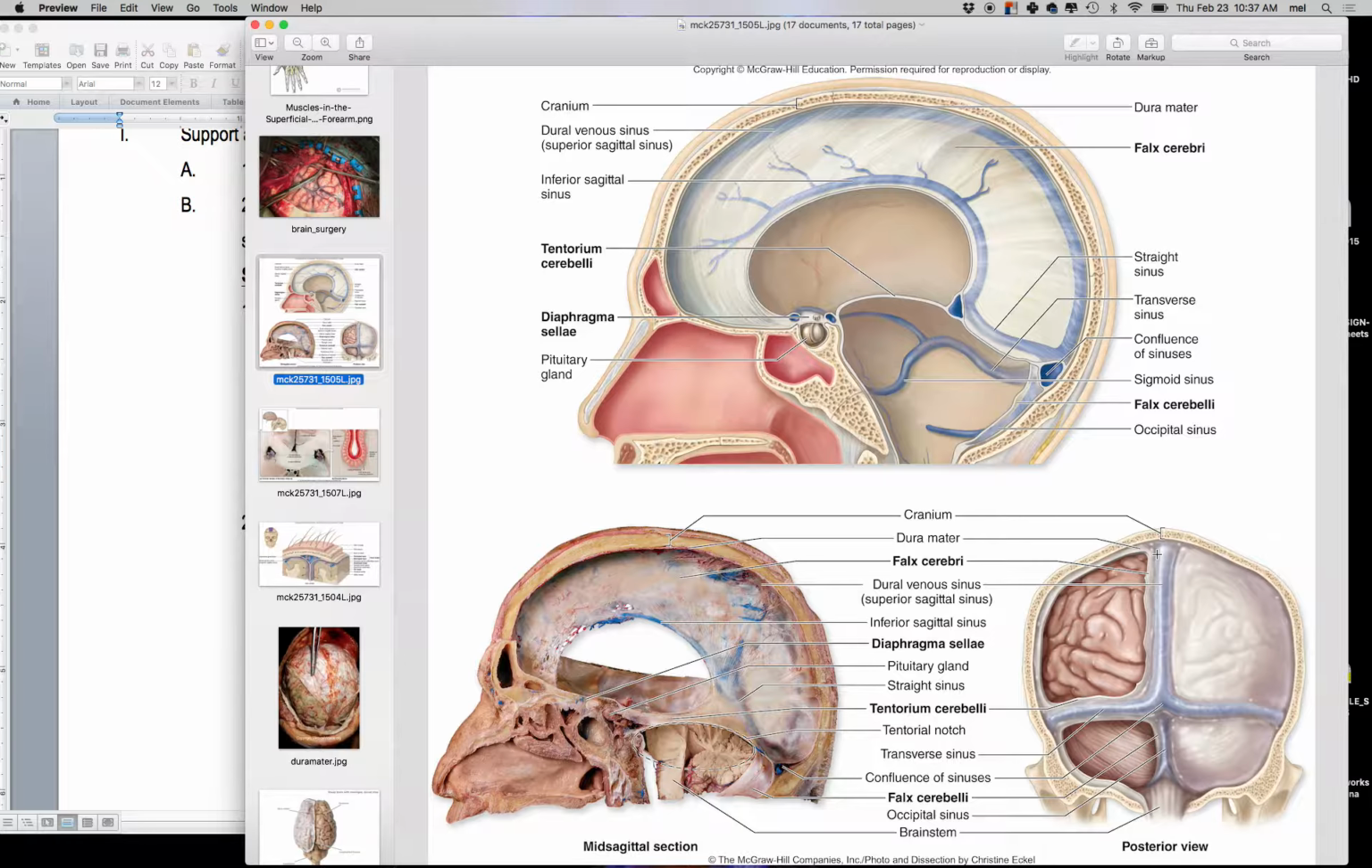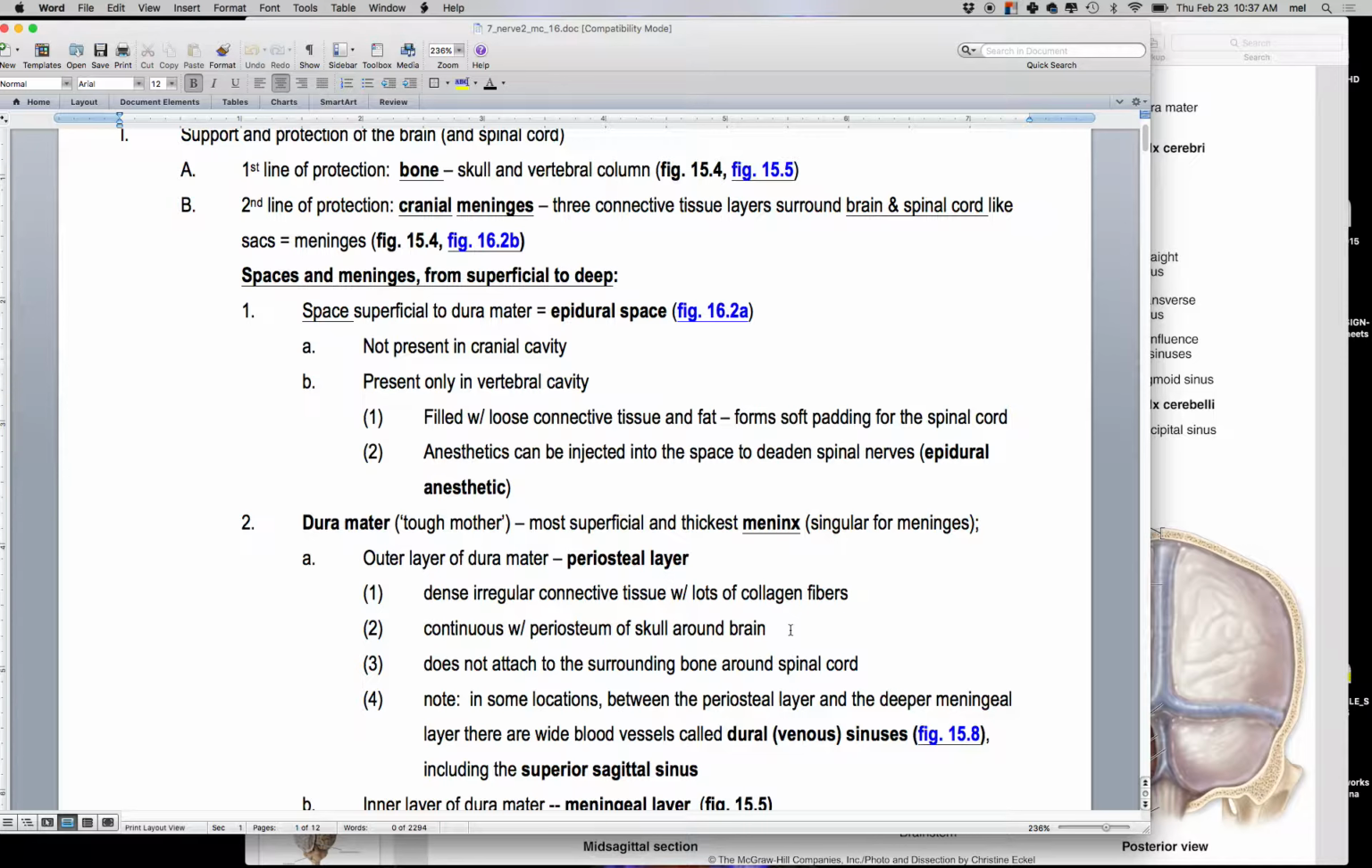Make sense? So collectively, they're called the dural venous sinuses, and the only one that you'll really see in this set of notes is the superior sagittal sinus because it's in all the pictures that we're going to see. Does that make sense to you? Okay.